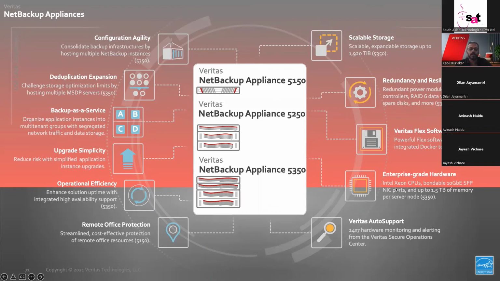Enterprise grade hardware. The hardware that we are using is Intel Xeon processors, right? We have bondable 10 GB SFP modules and up to 1.5 terabyte of memory per server node in the 5350 appliance. You have Veritas support, 24/7 monitoring of your appliances. Operational efficiency is something that we saw. Upgrade simplicity. Backup as a service: organize application instances into multi-tenant groups with segregated network traffic and data storage. That way you can offer backup as a service to, let's say, your clients.